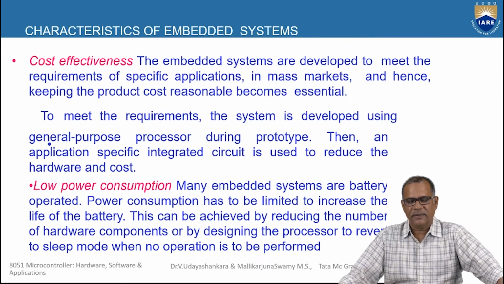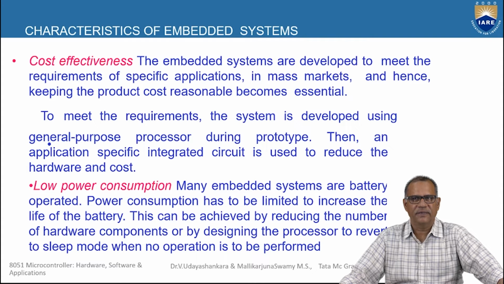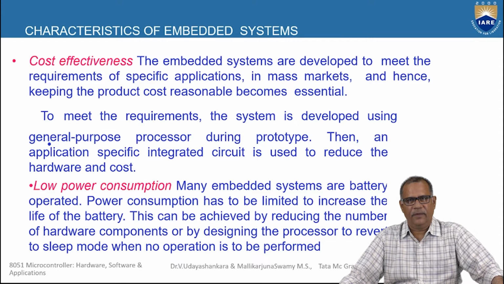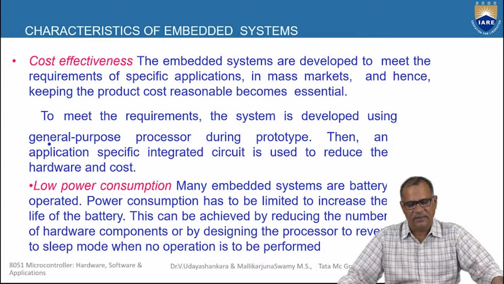Now, the other characteristics of embedded systems are cost effectiveness and low power consumption. As embedded systems are developed to meet the requirement of specific applications in mass markets, the product cost has to be kept at a minimum. To meet the requirements, first the prototype system is developed using a general purpose processor, and then an application specific integrated circuit is used to reduce the hardware and cost.